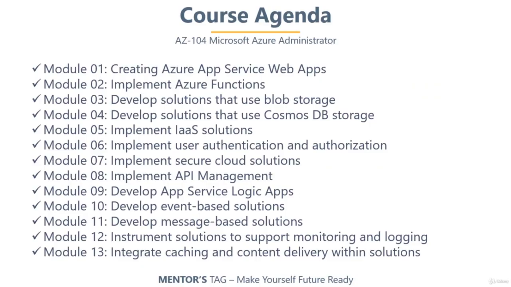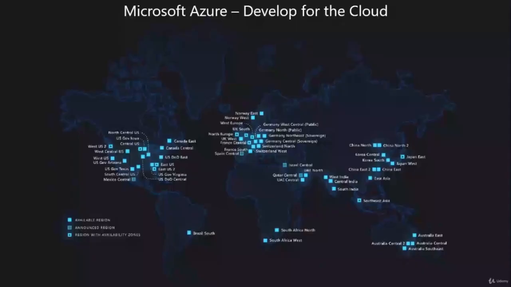The agenda of the course has a total of 13 modules, and in each module we are going to learn each and every concept with practical hands-on, and we are going to see how you understand each and everything with not only the conceptual side but also with the technical code, doing those things step by step.